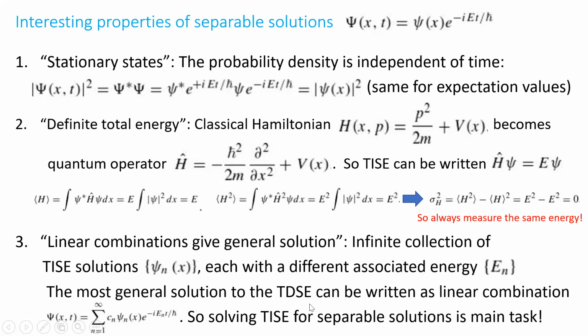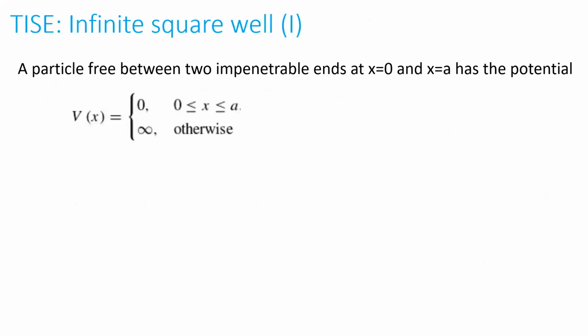That's our main task, because then we can write the general solution to the time-dependent Schrodinger equation as the sum here of a weighted average, or not a weighted average, but a linear combination with particular coefficients of psi n, the separable solutions. Okay, so that's 3 properties there. Stationary states for separable solutions, they have definite total energy, and linear combinations of them give the general solution. Okay, so let's move on to the infinite square well.